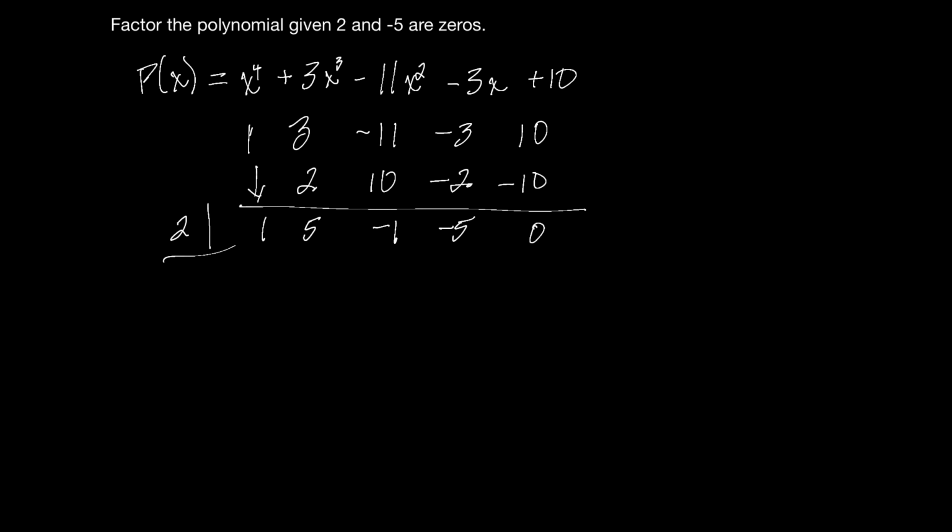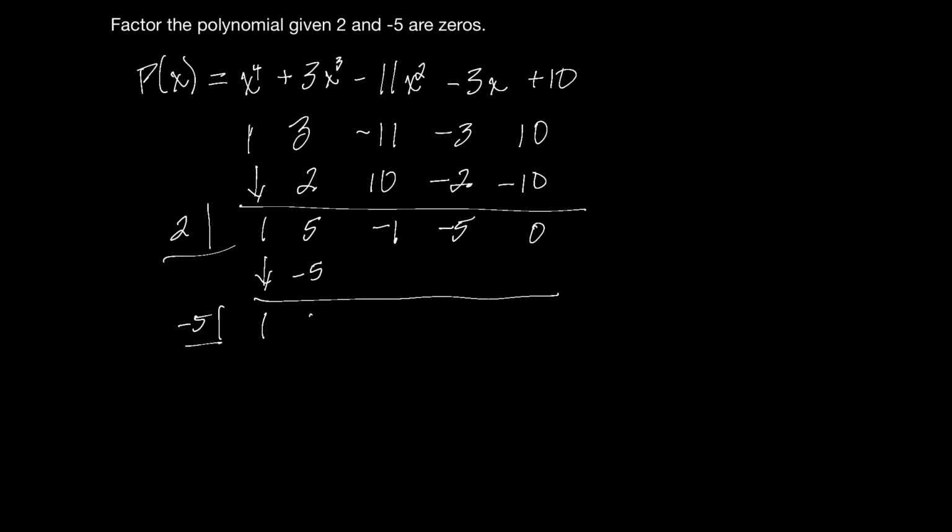And I knew that was going to happen because the problem tells me given that 2 and negative 5 are zeros. So I knew I'd get a 0 here. If I didn't, I'd have to go back and double check my arithmetic. So now that I've used the 2, I can go ahead and use the minus 5. So let's just go to the next line. Bringing down a 1. And then use a negative 5. So negative 5 times 1 is negative 5.